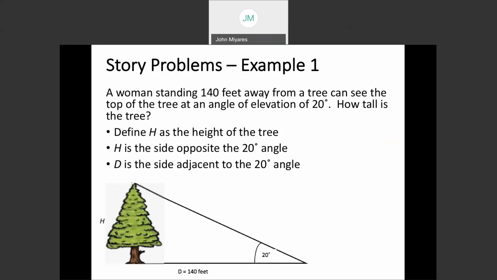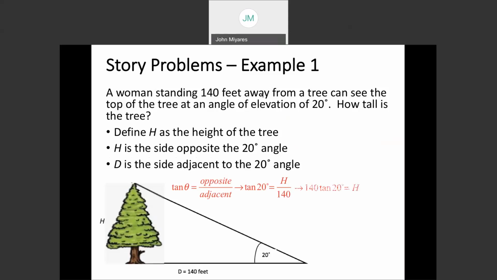Knowing I'm interested in solving for opposite side H and I'm given adjacent side D equals 140, we'll use the tangent ratio. Tangent of theta will be the opposite side over the adjacent side. In this problem, our angle theta is 20 degrees, so we have the tangent of 20 degrees equals h, our opposite side, over 140, our adjacent side.